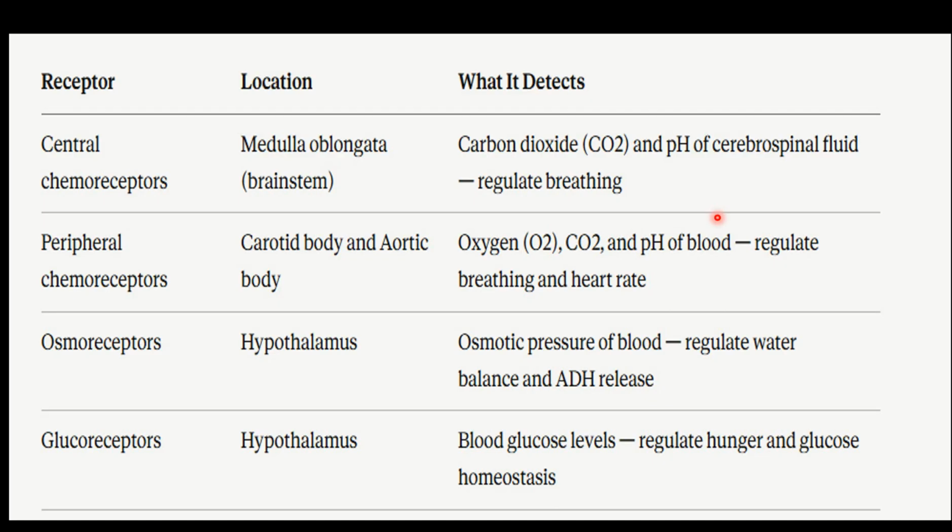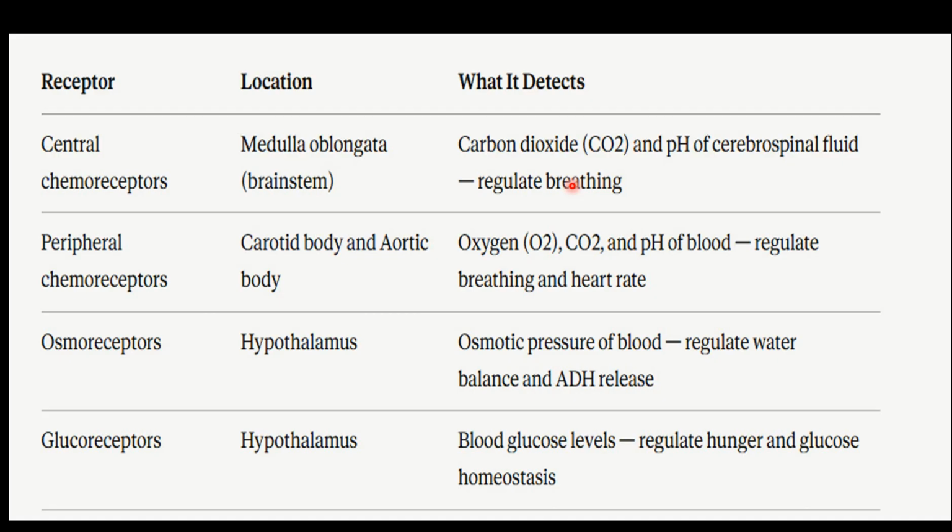First is the central chemoreceptor. Here I have created a table of 3 columns. The first column says the receptor name, the second says the location, and the third tells what it basically detects. The central chemoreceptor's location is the medulla oblongata, which is in the brainstem. It detects carbon dioxide, CO2, and the pH of cerebrospinal fluid to regulate breathing.